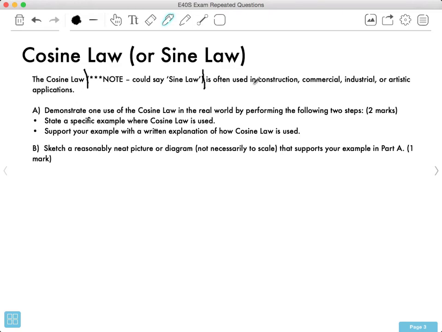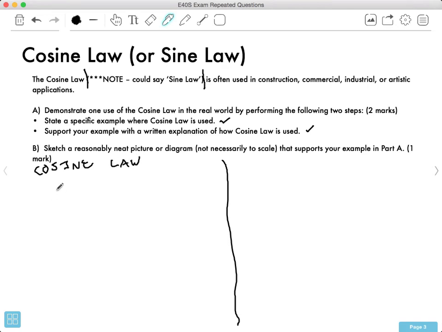The cosine law is often used in construction, commercial, industrial, or artistic applications, meaning it's used outside of math class. So it says to demonstrate one use of the cosine law in the real world by performing the following two steps. State a specific example where cosine law is used and support your example with a written explanation of how it's used. And then sketch a picture or diagram that supports your example. Okay, so we'll start with cosine law, and I'll do this as if it said sine law in just a second. It's going to be very similar.